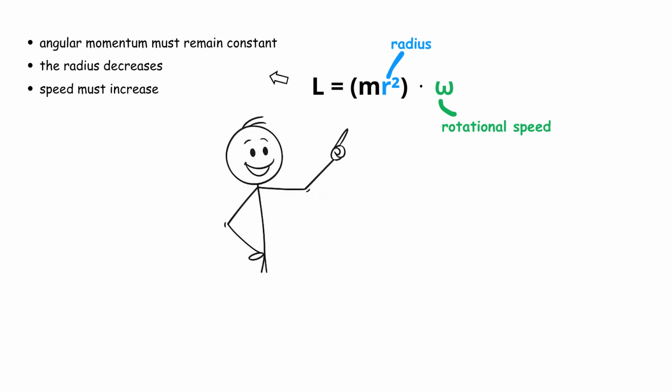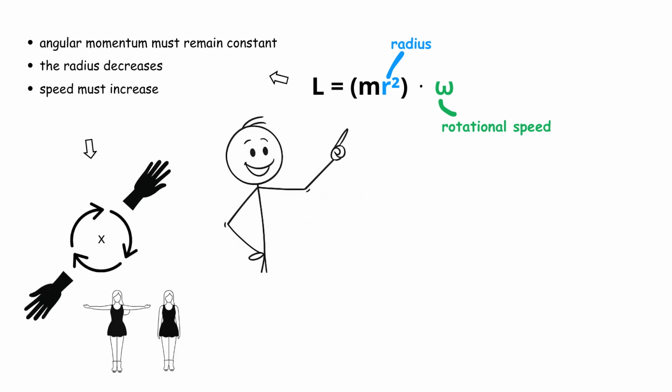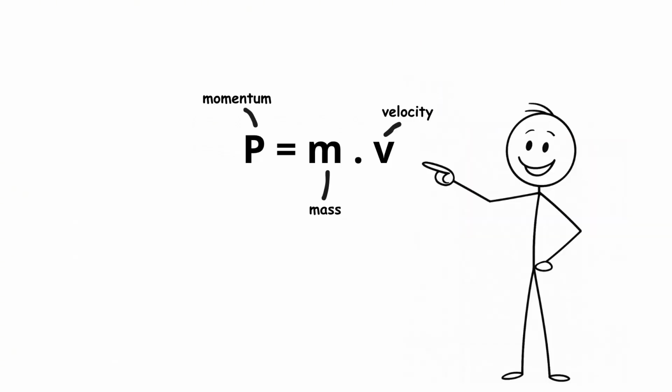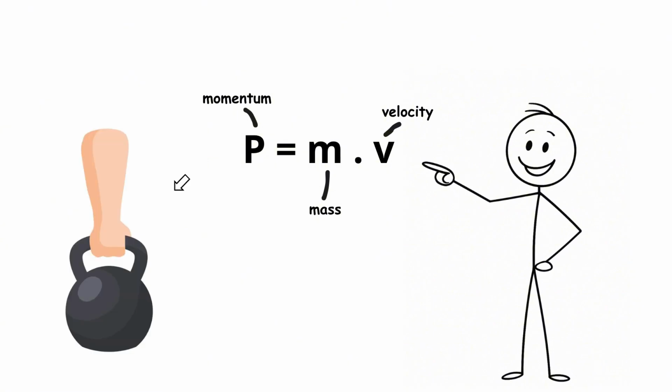In other words, the closer a given mass is to the axis of rotation, the faster it moves around it. And the opposite is also true. This can be easily tested on an office chair. And since momentum equals mass times velocity, the effect works even better when holding something heavy in the hands.